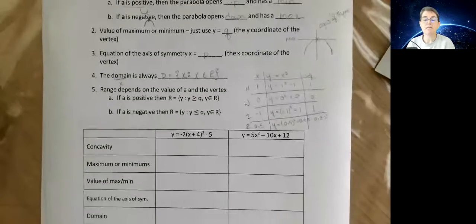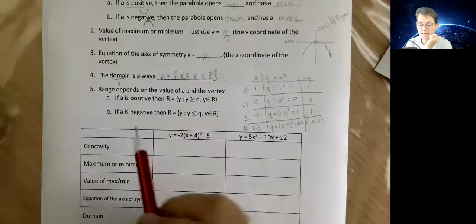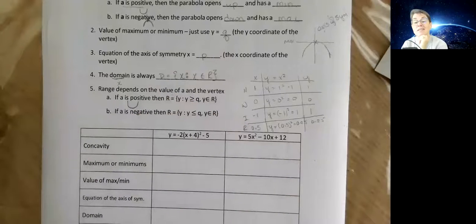All right, now let's look at range. Range depends on the value of A and the vertex. And if A is positive again, here's my handy dandy little trick that I may not remember to say in class. So by watching the video, doing lecture review, you get a little extra knowledge.